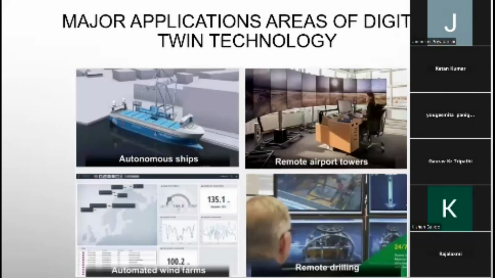Going apart from those areas, we have automation of ships. Like, we create one ship, and then we replicate that ship in a digital twin, and through 3D printing, or you can say 4D printing, we create a new ship in a very short time period. Remote aircraft towers, these are currently in use.